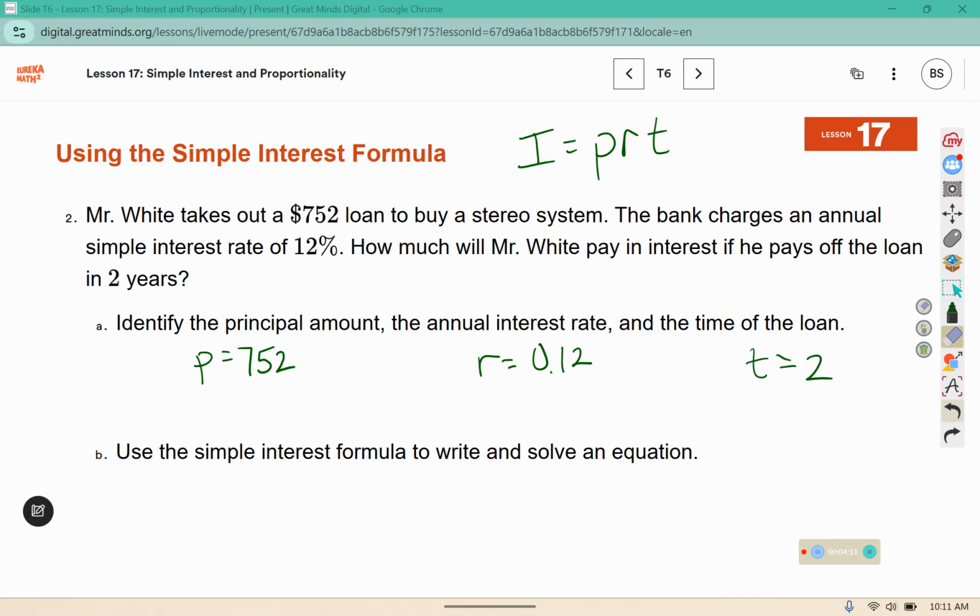Use the simple interest formula to write and solve an equation. I equals the principal times the rate times the time. So 752 times 0.12 times 2 is $180.48.